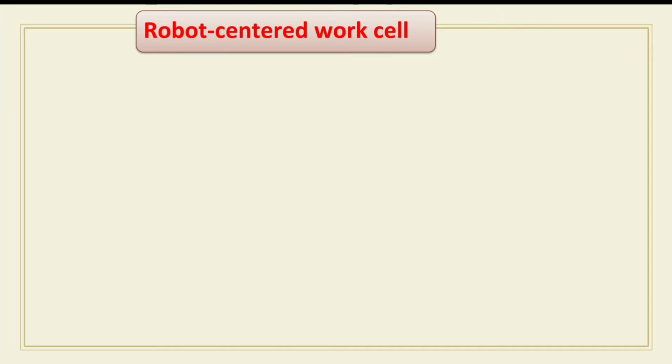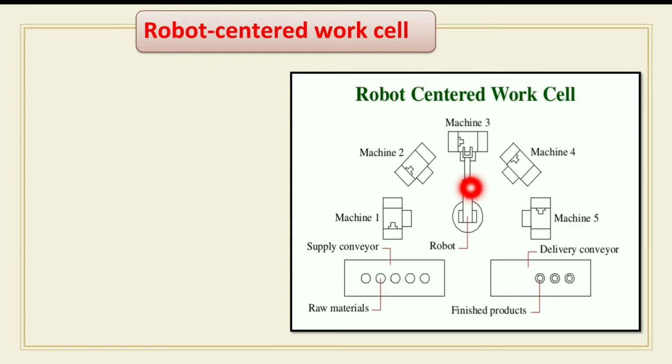So this is the first type of cell layout used in robotics, the robot-centered work cell. This figure shows a robot-centered work cell. In the robot-centered work cell shown in the figure, the robot is located at the approximate center of the cell, and equipment is arranged in a partial circle around the robot. Means the industrial robot is located at the approximate center, and all machines or different utilities, facilities or equipment are arranged in a circle around it.